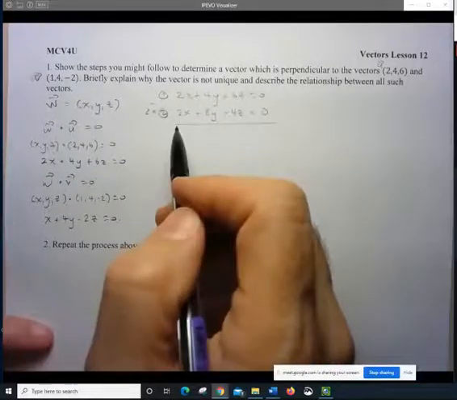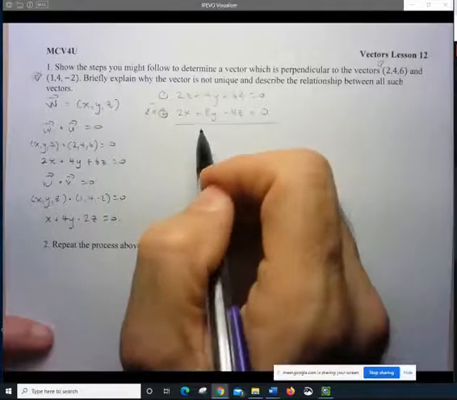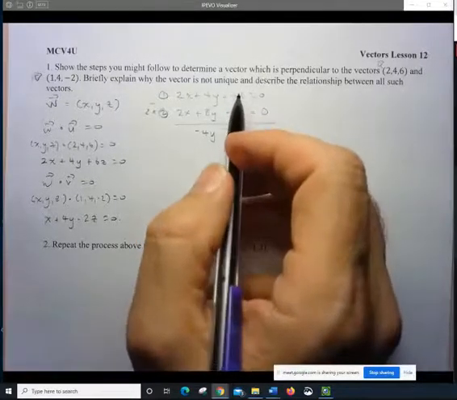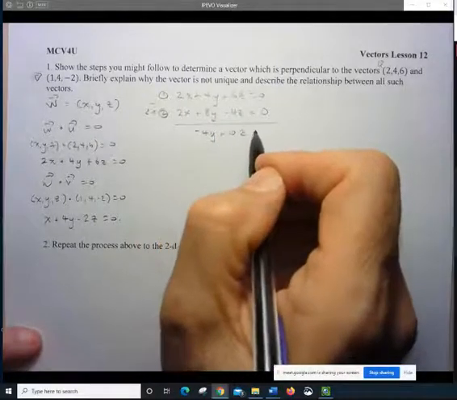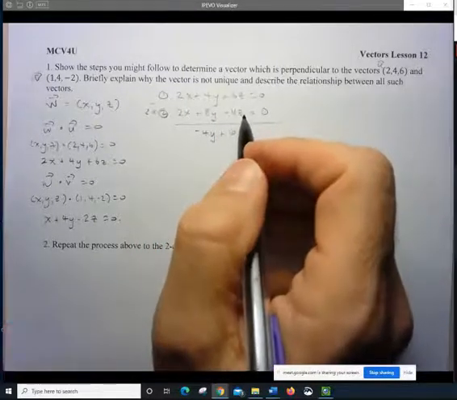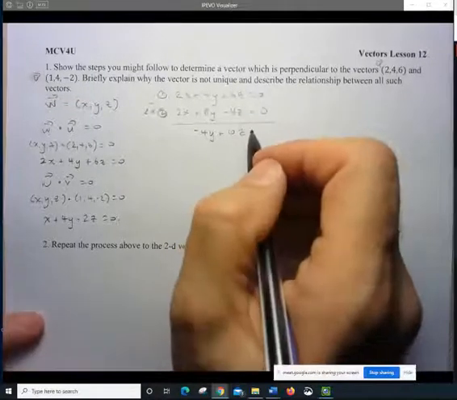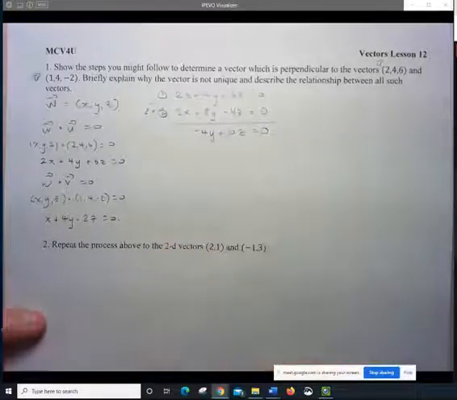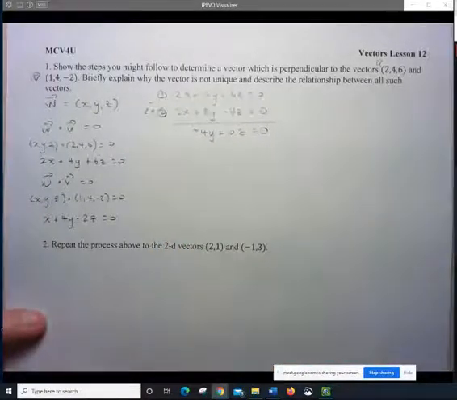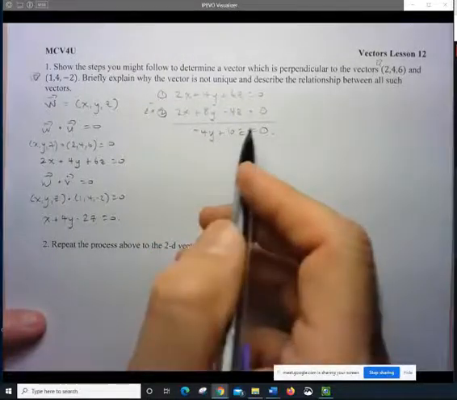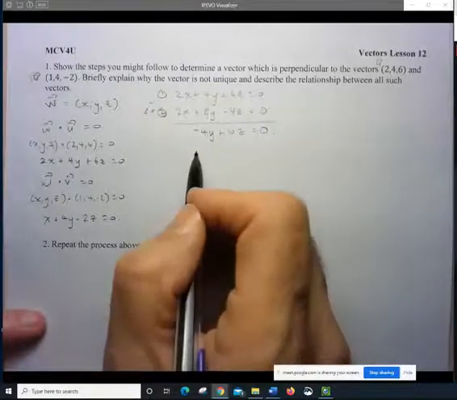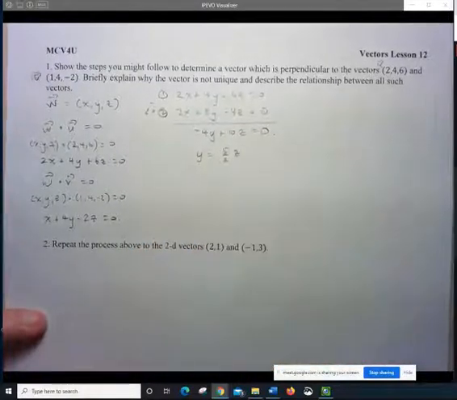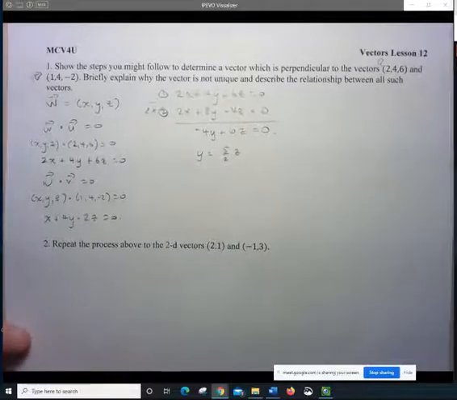So the x's cancel out. What do I end up with? I end up with 6 plus 4y plus 10z is equal to 0. And here, I can't really solve for either y or z. The best I can do is solve for one in terms of the other. I could solve y is equal to 10 over 4, 5 over 2 z. Okay, that's about as good as I can get here.